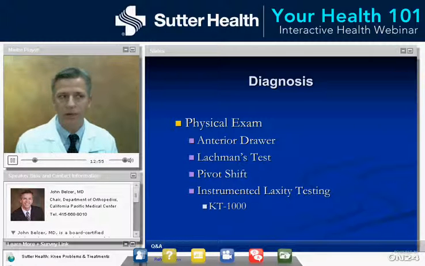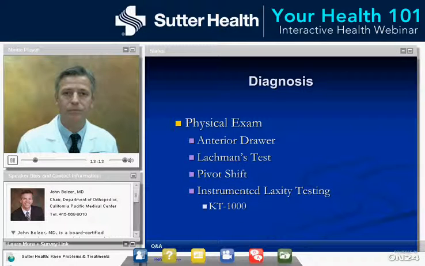Oftentimes when patients have a large amount of swelling, we're unable to flex the knee to 90 degrees, and so we do the Lachman's test. That's done with the knee a little bit more straight at about 20 degrees of bend, so just a gentle bend. This test is much easier to do for the patient simply when they're on the sporting field. Physicians can get a very good idea immediately of whether the knee is injured.